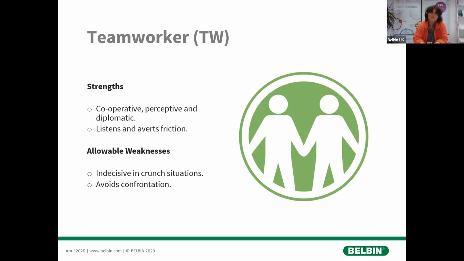Also very sociable, but with low dominance. So they were interested in people, but they didn't want to be the dominant person there. They had an interest in people. And from personal experience here, I will say with the team worker, sometimes you don't realise they're there until they go on holiday and everything just goes to pieces. They're the oil that keeps the team together.